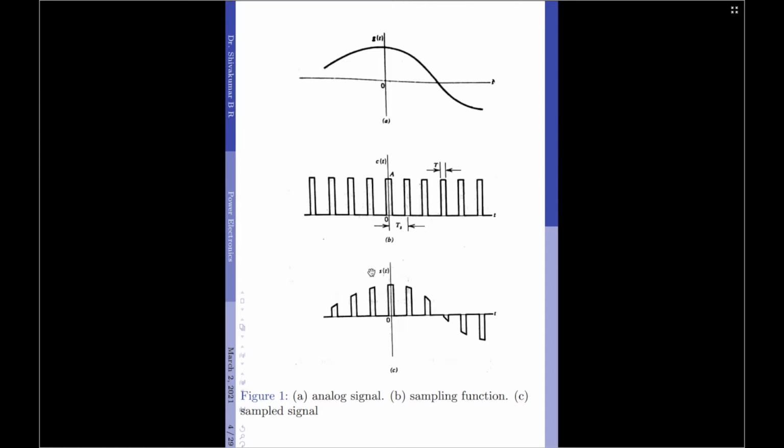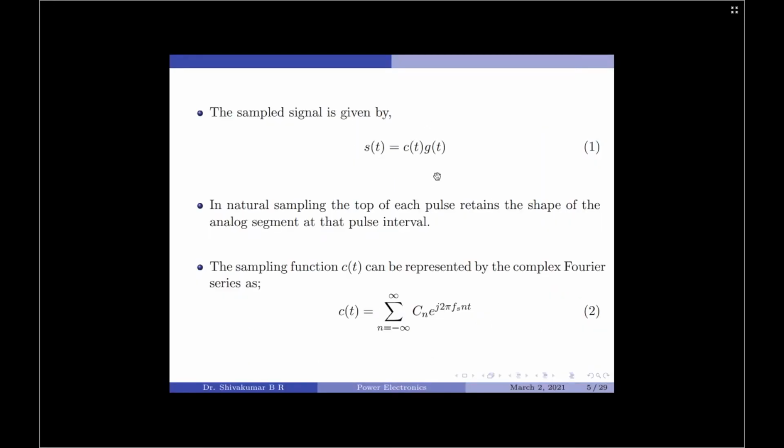Therefore, by simple analogy, I can define the sampled signal s of t as a multiplication of my input signal g of t and the sampling signal c of t. This is given by equation 1 here, that is s of t, which is the sampled signal, equals c of t, which is the sampling signal, multiplied by g of t, which is our input signal.